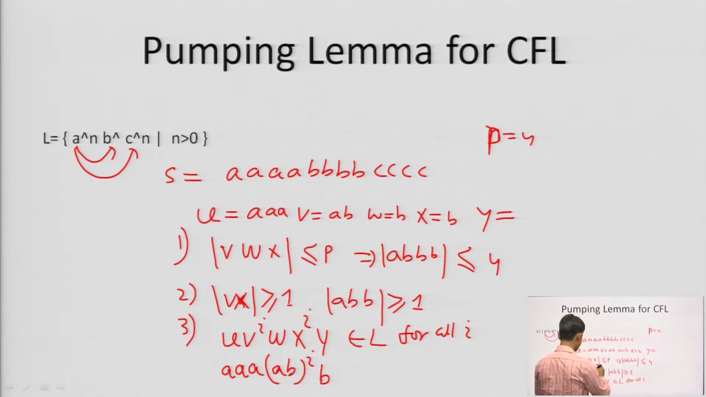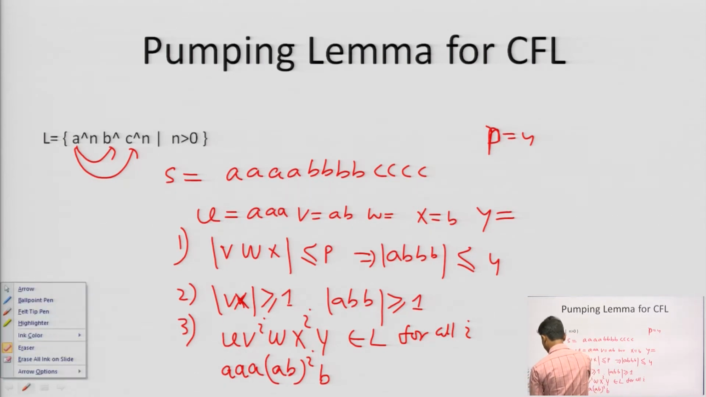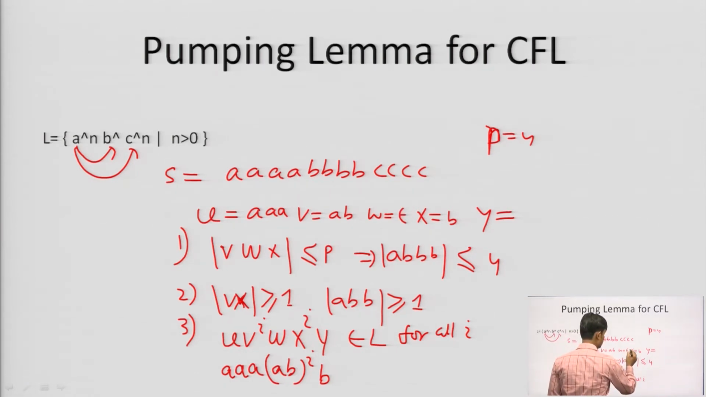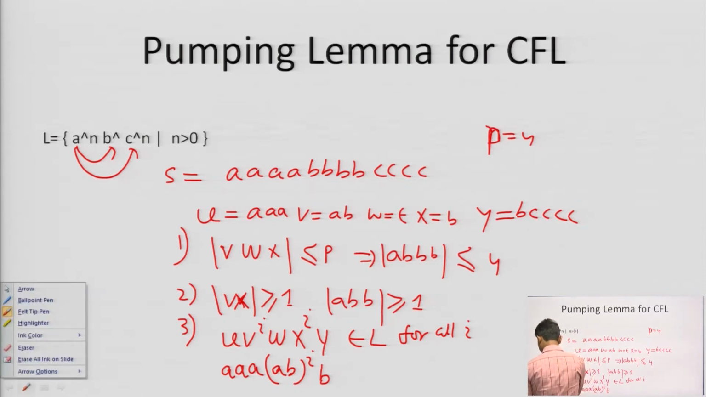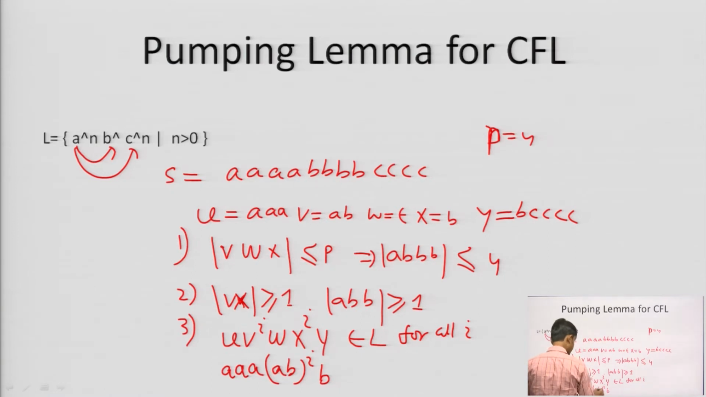Let us take v as a, w you can make epsilon, no problem. So, here w can be made epsilon, so empty, and x is b and y is b c c. Now you see w is epsilon, you have to take it epsilon.